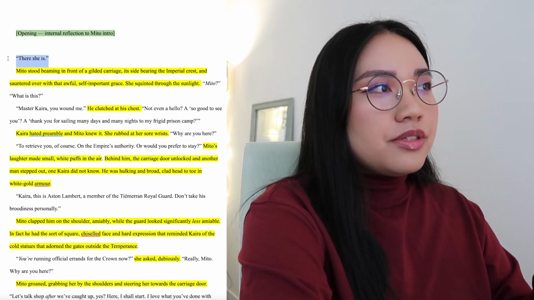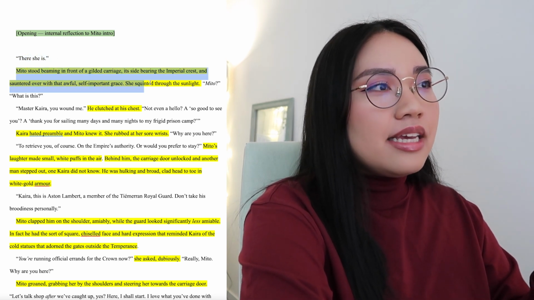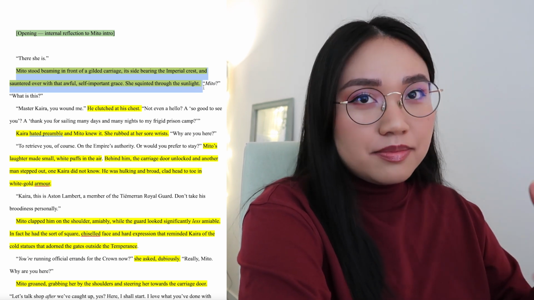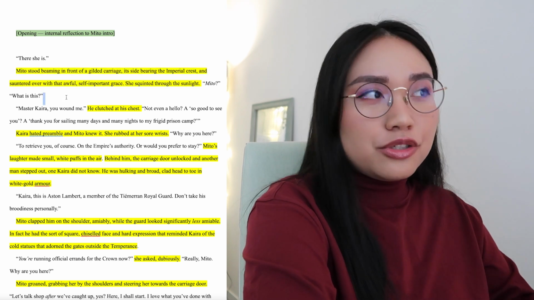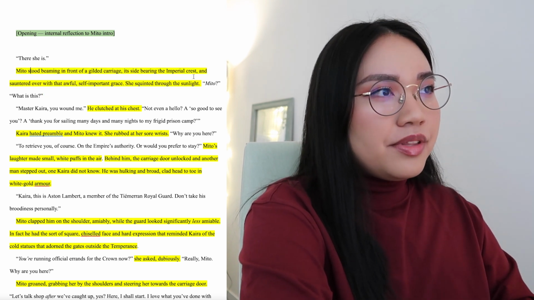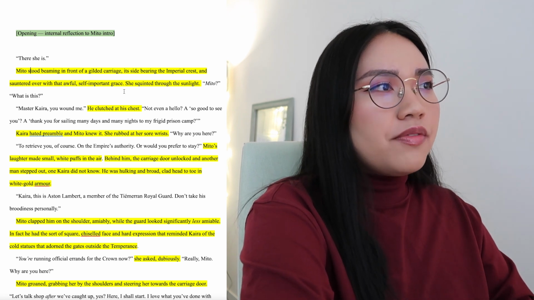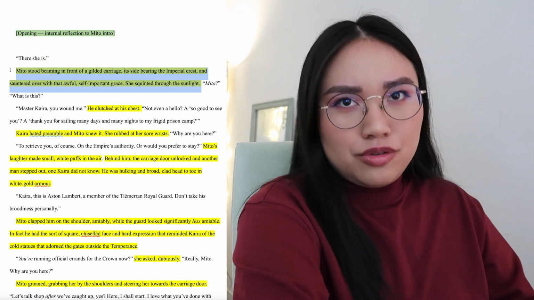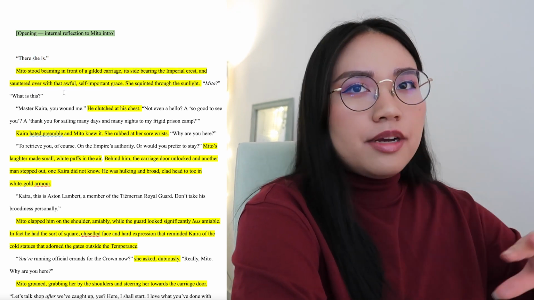So here's the original dialogue. "There she is." And then I add in the description of Mito and some of the basic character gestures. So Mito stood beaming in front of a gilded carriage, its side bearing the imperial crest, and sauntered over with that awful self-important grace. She squinted through the sunlight. So again, this is all external stuff, right? Just flat, straight up description.